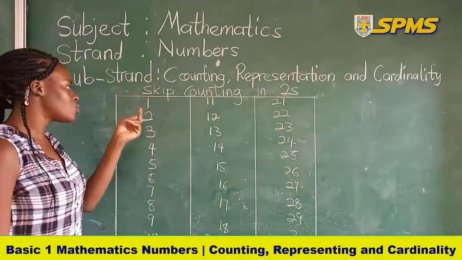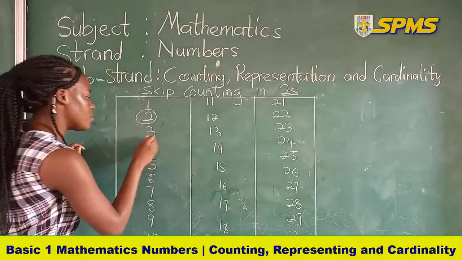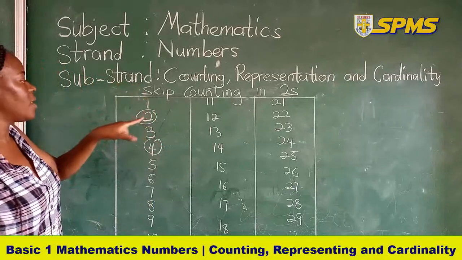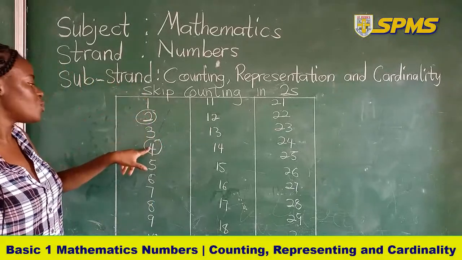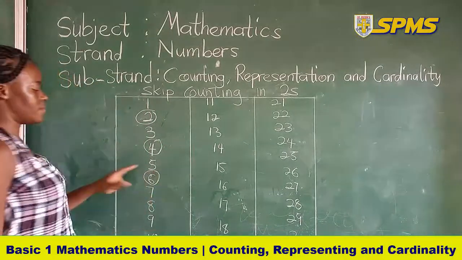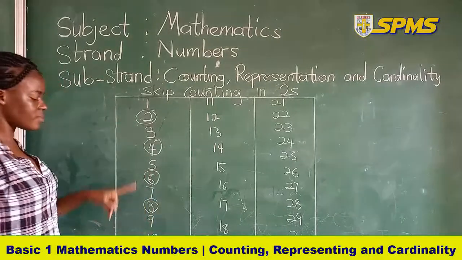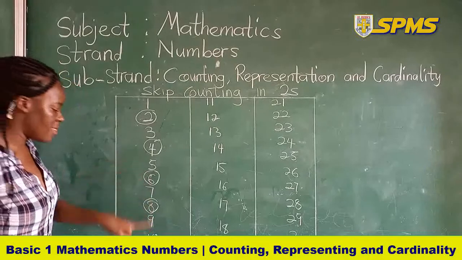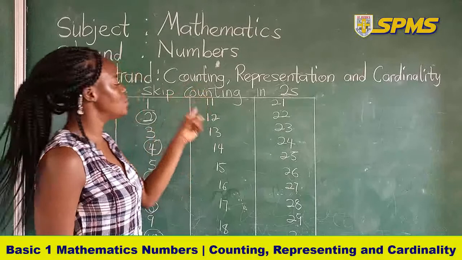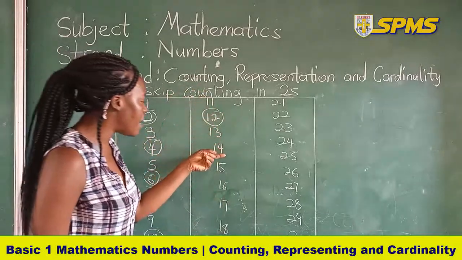So 1, 2, I'm going to circle 2, 3, 4. So you see we jumped this to the next number, 3 to the next number. So 5 is one number, 6, that is in 2s. 7, one number, 8, you circle it. 9, one number, 10. 11, no, 12. 13, next number, 14.